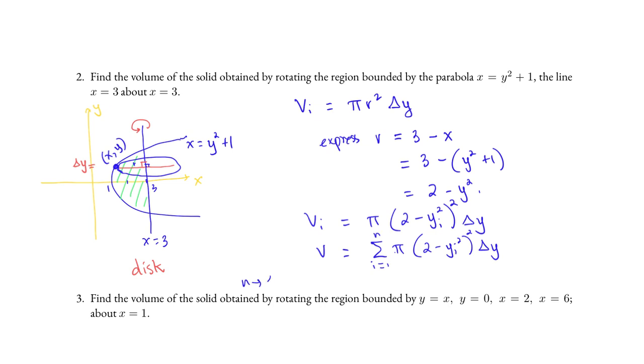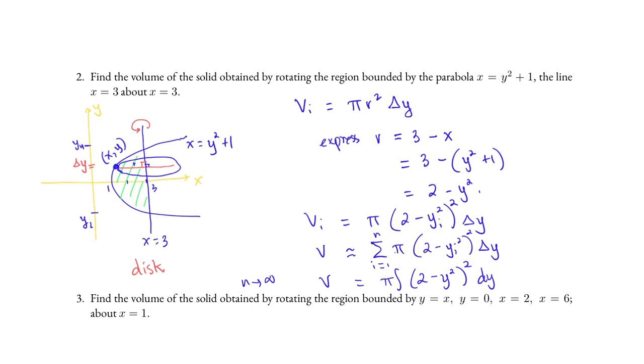As n goes to infinity, we obtain the exact volume in the form of the integral of pi times 2 minus y squared dy. We add up these horizontal slices from lower to upper, from y lower to y upper. These are the limits of integration.